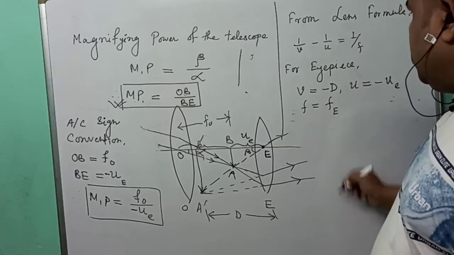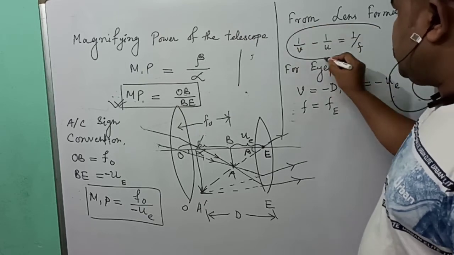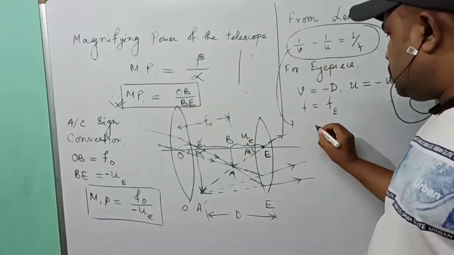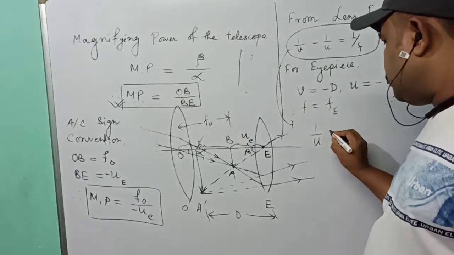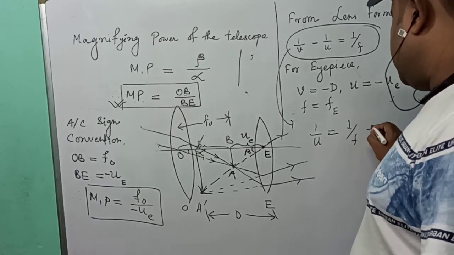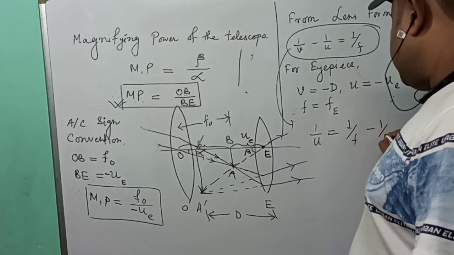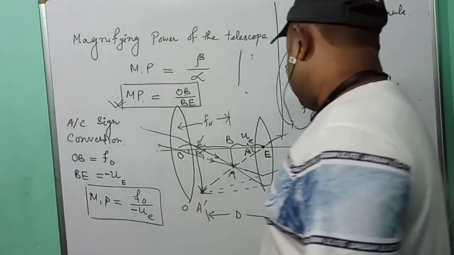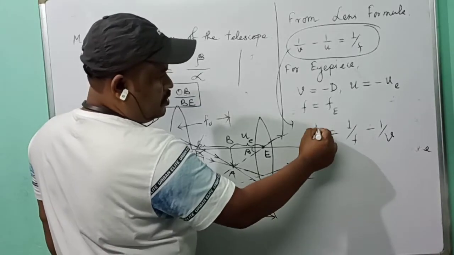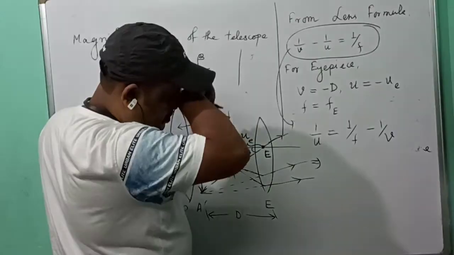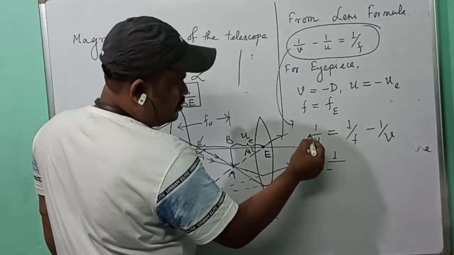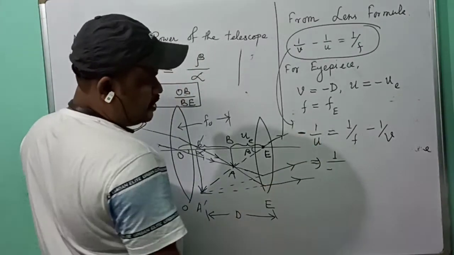Therefore from this equation, 1 by U will be 1 by F minus 1 by V, so we can replace this, and this sign will be minus.